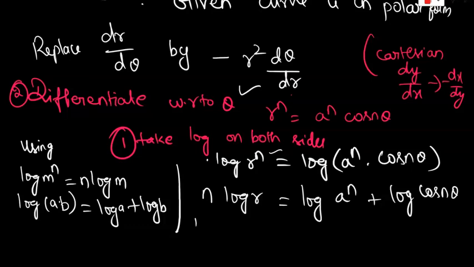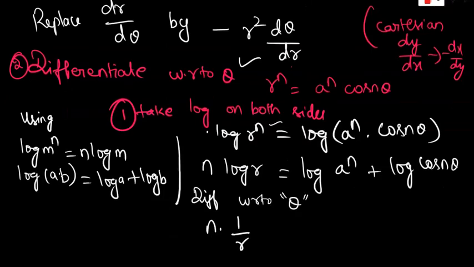Now we can differentiate with respect to theta. Here n is a constant, so I'll write it as it is. Then the differentiation of log r is 1 by r, because in polar, r is also a function of theta, so I cannot take r as a constant. So we'll write 1 by r into dr by d theta, that is equal to log of a power n.